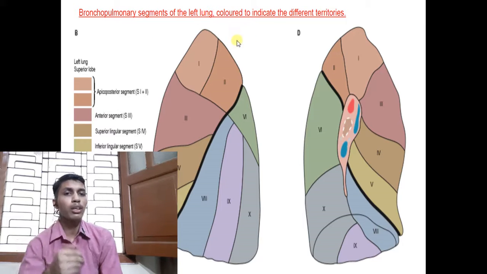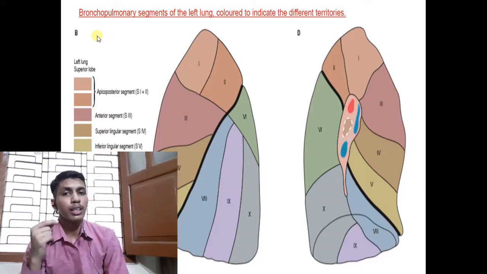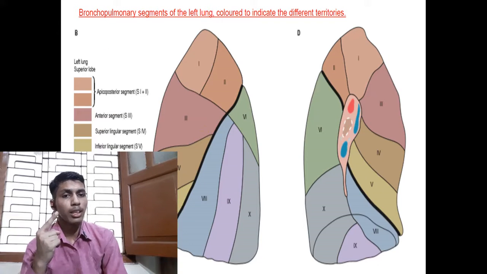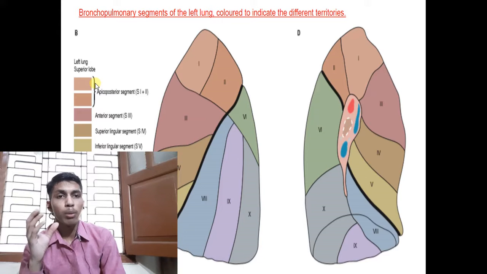Now moving on to the bronchopulmonary segments of the left lung. The left lung basically has a single fissure, that is the oblique fissure. We can see here a single fissure, here also a single fissure, by virtue of which the upper lobe is divided further into the upper division and the lower division. These are the divisions of the upper lobe only.